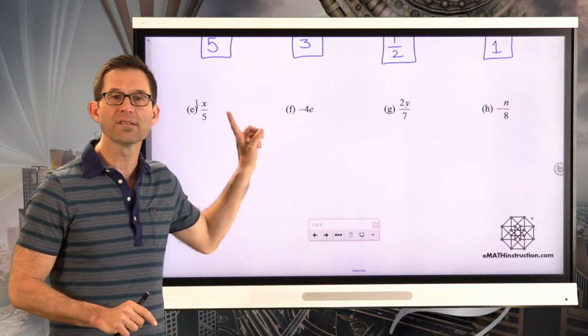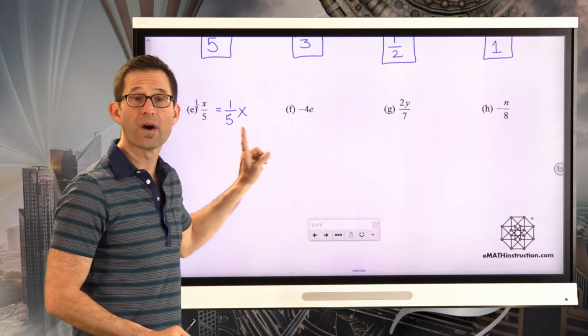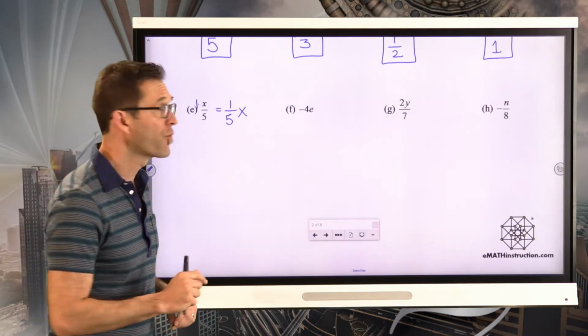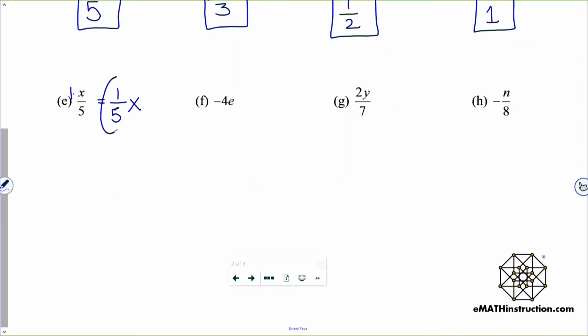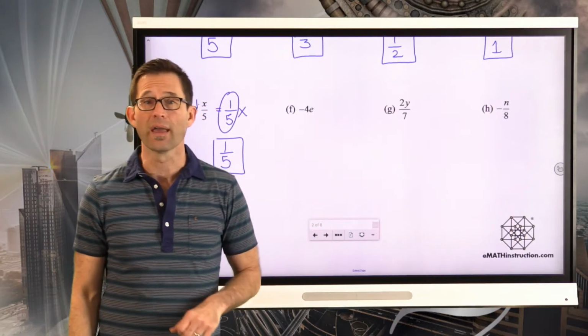In fact, x divided by 5 can be rewritten equivalently as 1/5 times x. These two things are the same. x divided by 5 and 1/5 times x are the same thing. And therefore, the coefficient of this term is 1/5.